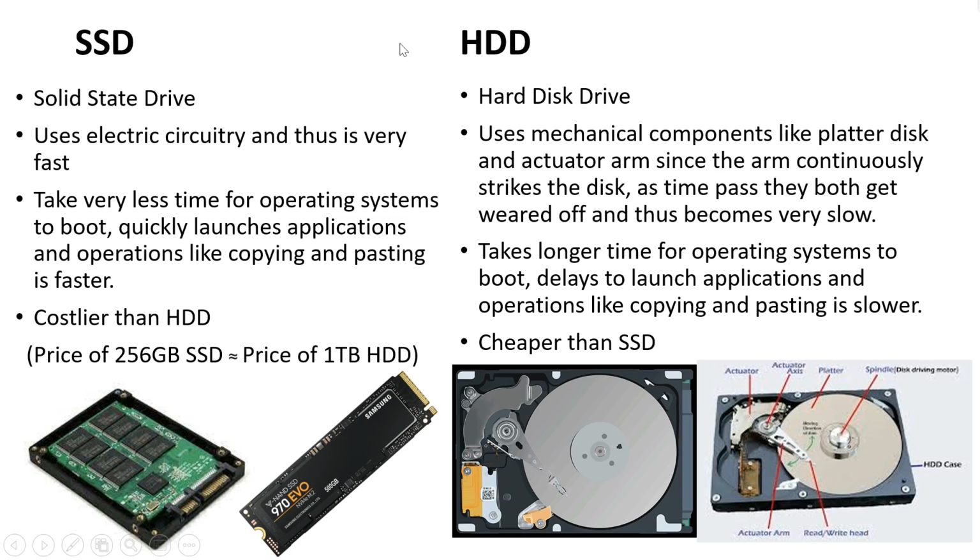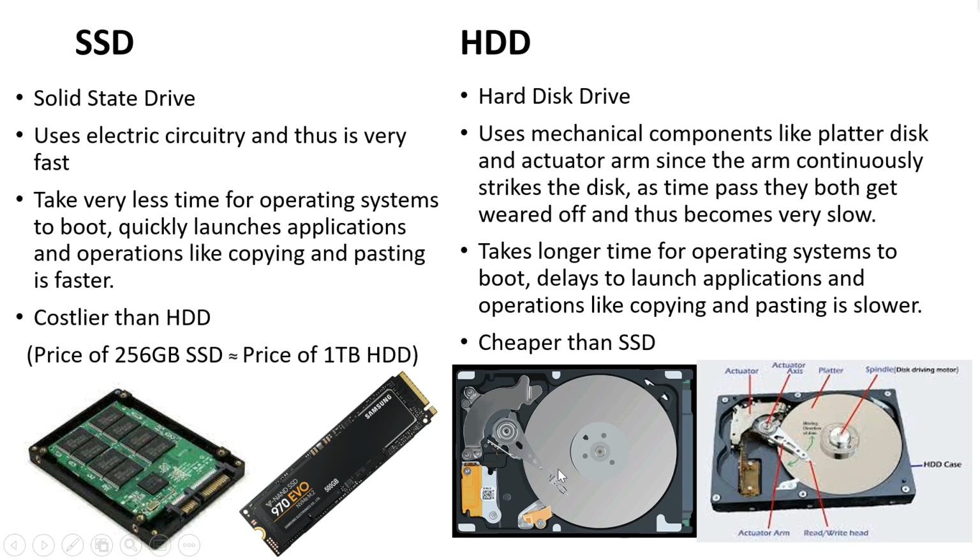Now here let's see the difference between an SSD and an HDD. The first difference is the name only, that is, SSD is solid state drive and HDD is hard disk drive. Here SSD uses electric circuitry and thus is very fast. But HDD uses mechanical components like this disk, which is called a platter disk, and this arm, which is called the actuator arm. It has a read or write head on its tip which helps it to read the disk.